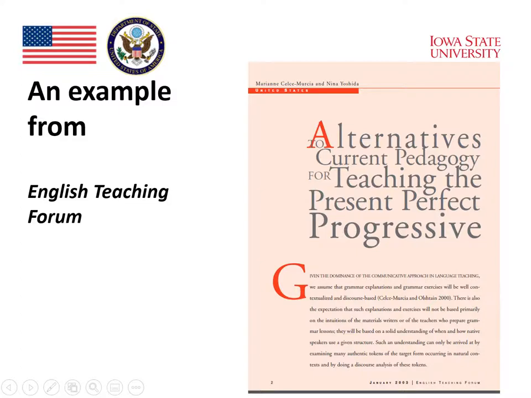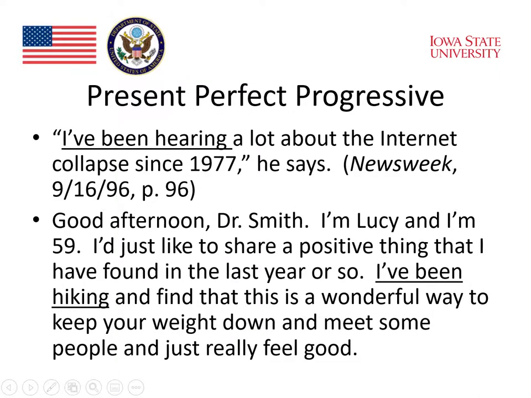Let's take a look at another example. This one comes from an article in the English Teaching Forum, and it shows how important it is for teachers to be able to write grammars, or in other words, analyze real examples of language in order to identify the grammar rules. In that article, the authors talk about their analysis of the English verb tense and aspect called the present perfect progressive. I've got a couple of examples from their article.